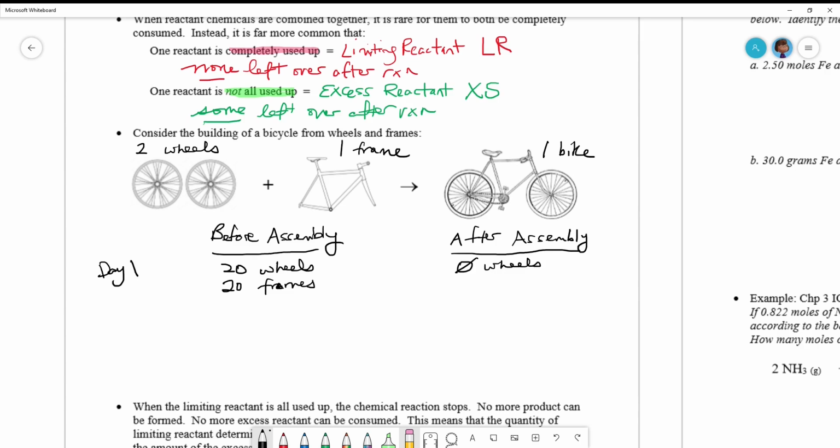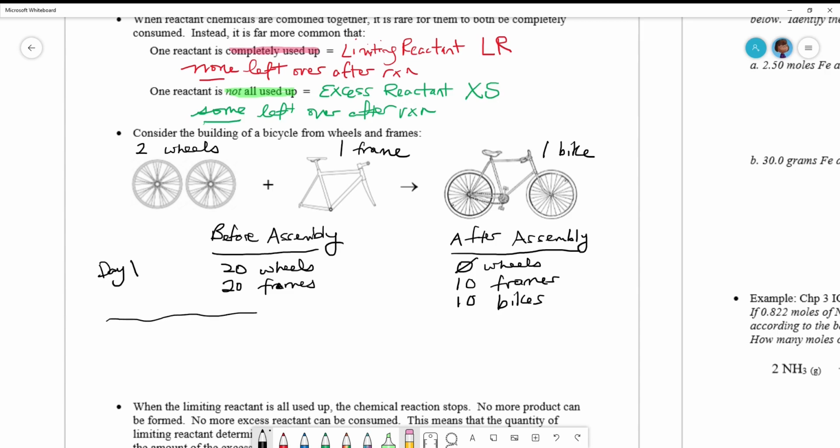But when we take a look at the frame quantity, we're not going to use all the frames. And that's because if we have 20 wheels, only 10 out of those 20 frames could have been used to make the bicycles, which means after assembly, we're going to have 10 frames left over. Okay. Now, if we used 10 frames and all 20 wheels, that means at the end of the day, you will have built just 10 bikes.